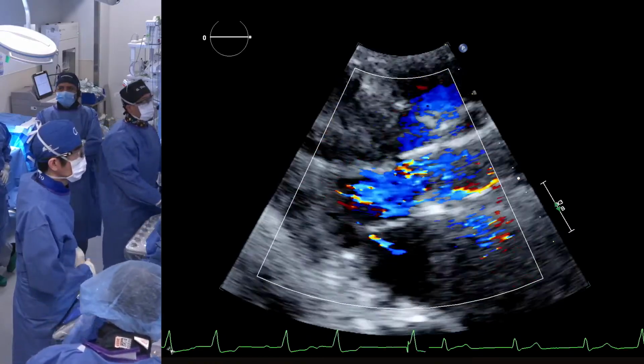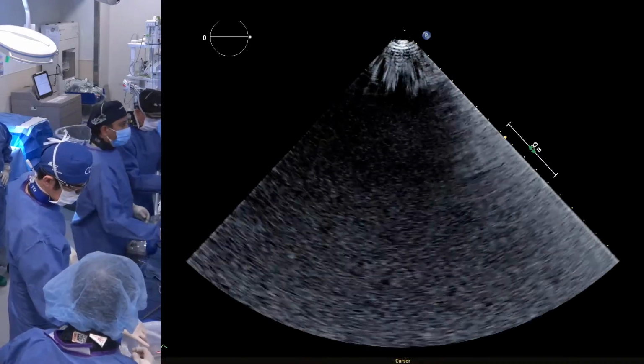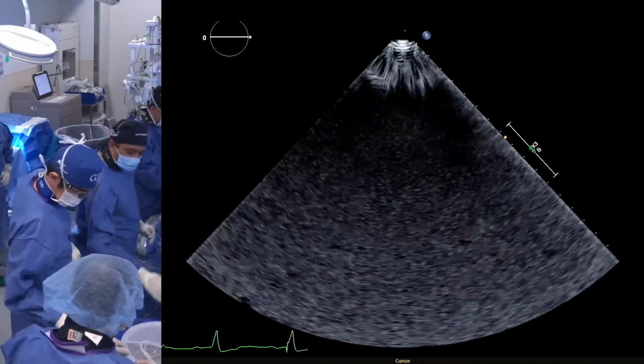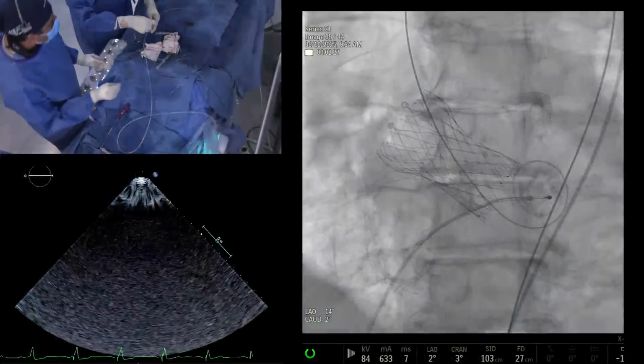The wire is out. Let's do an aortogram and see. Yeah, let's do the aortogram. Because otherwise you have to go with a 25. The moderate, the mild is okay.